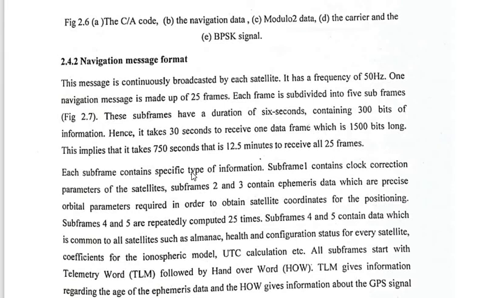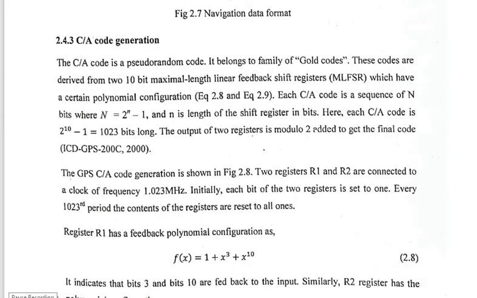C/A code is nothing but the coarse acquisition code. Very important one. Now let's see the C/A code. The C/A code is a pseudo random code. In pseudo random codes, as I've said, we have two types. One is the C/A code and the second one is the precision code, that is the P(Y) code. Now we are going to see the C/A code generation. This is important, which is in your syllabus.